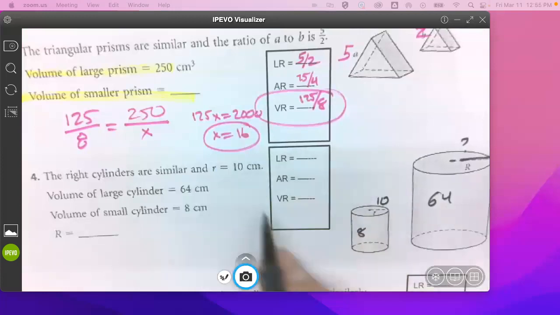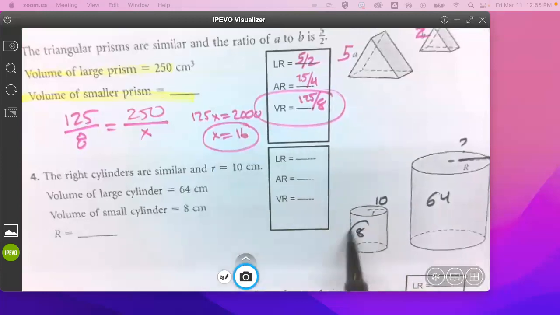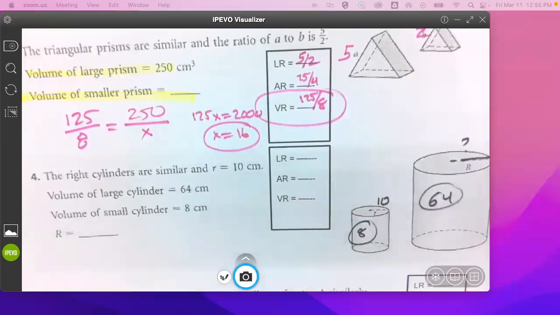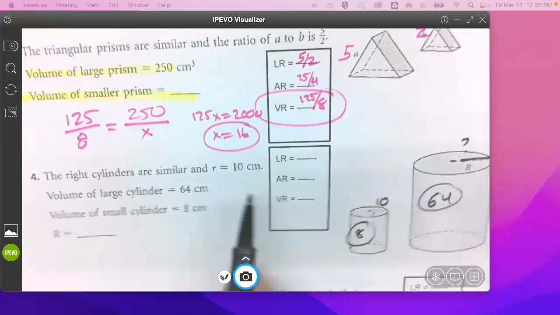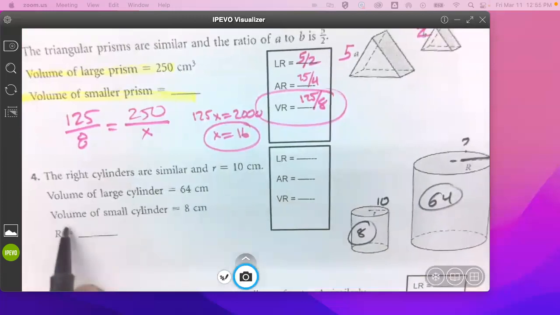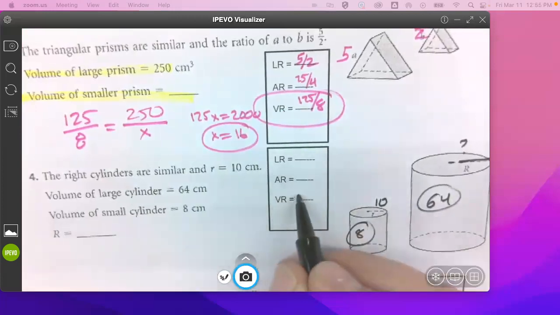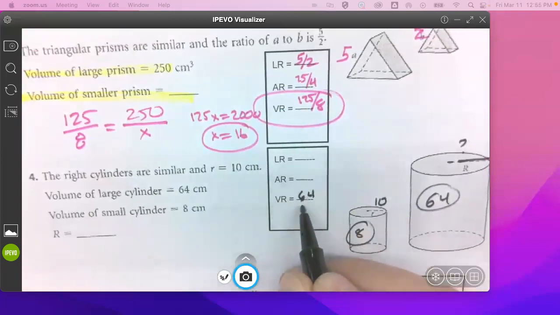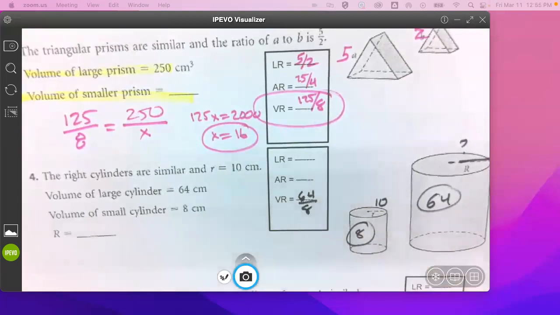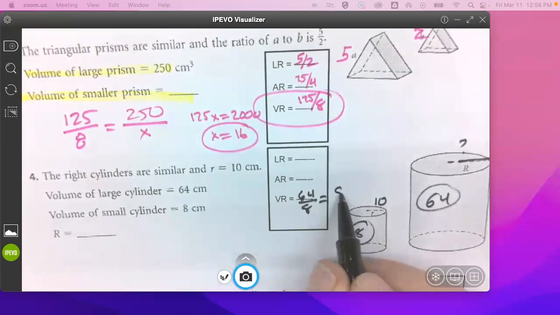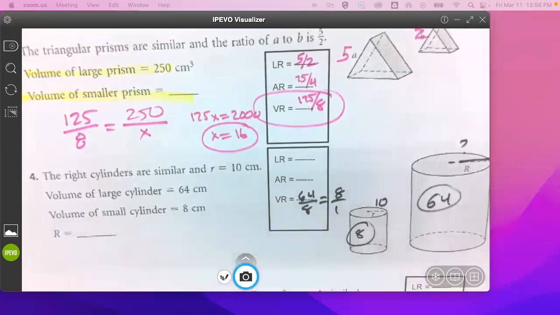Got to fill in the box here. They gave us one ratio that matches 8 and 64. Where do I put that? Area? Volume, right? These were volumes. So I'm going to put them in as the volume ratio, 64 over 8. And I could use those ratios as is, but I'm going to reduce it. I can divide both the top and bottom by 8. So this becomes 8 over 1.